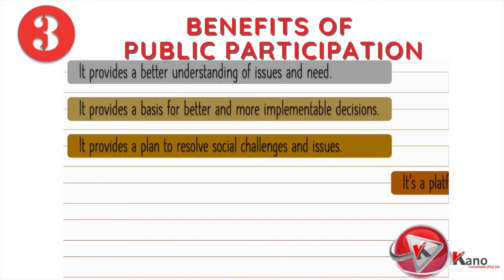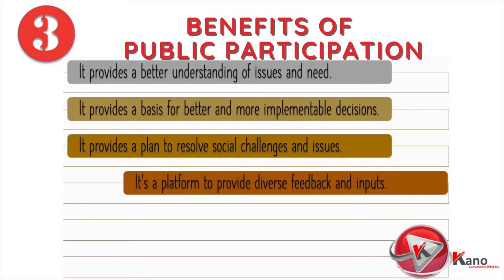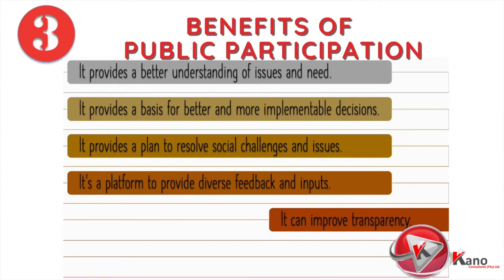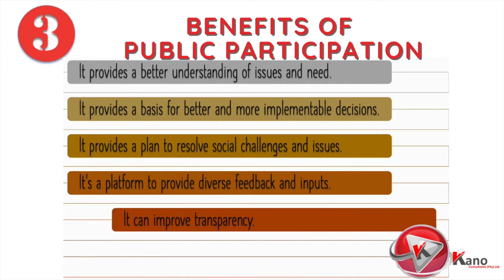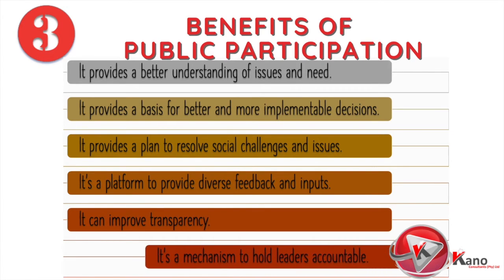Public participation also ensures that decision-makers receive feedback and inputs from a diverse group of people, and not just from those considered to be influential or considered to have the loudest voices. The public participation process also improves transparency in the decision-making by allowing community members the opportunity to understand how certain decisions or outcomes were reached. This process is also a mechanism that the public can use to hold their community leaders and the government accountable.